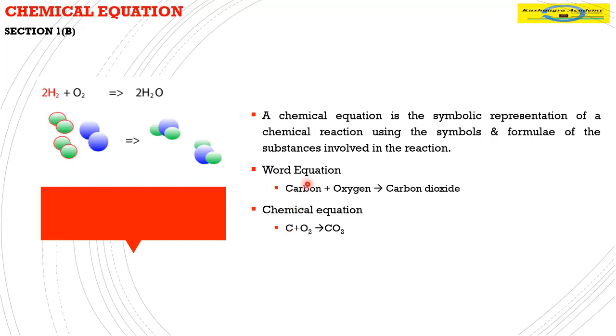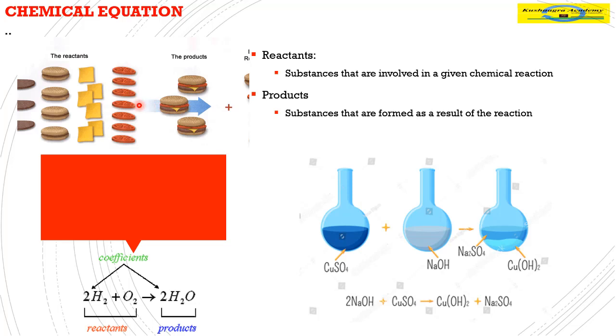C represents the symbol of carbon element, O2 represents the symbol of oxygen element, and here it forms a compound, that is CO2. Now, what is reactant and what is product? The substances that are involved in the chemical reaction are called the reactants. Here we can see this copper sulfate and NaOH, these are the reactants.